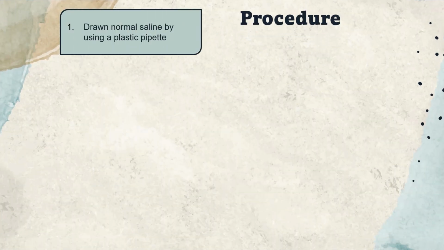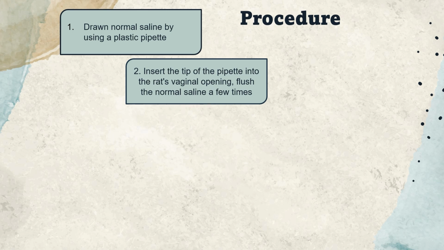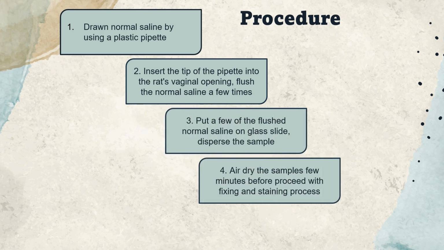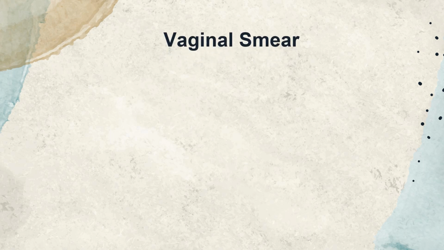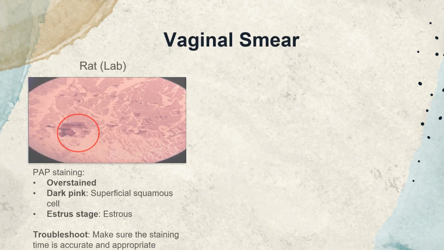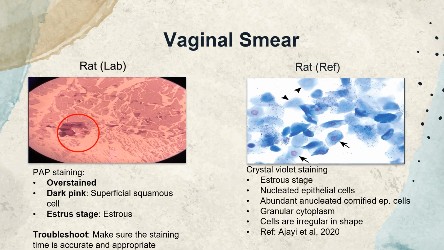These are the procedures for vaginal smears. Again, do pause to read if needed. This is the microscopic observation of the vaginal smear. From the laboratory practical of vaginal smear using Pap stain, we can see that the slide is overstained compared to the reference which has a crystal violet staining.